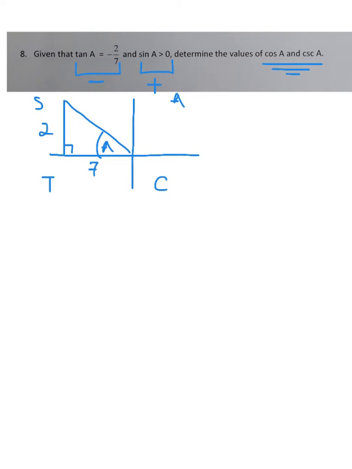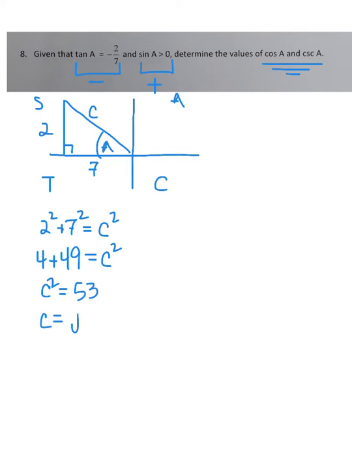So that's more than one value. I'm going to do the Pythagorean theorem so I can find my hypotenuse. So 2 squared plus 7 squared equals c squared. 4 plus 49 equals c squared. So c squared is 53. And c would be the square root of 53. And there's not a perfect square in 53, so I'll just leave that as the square root of 53.